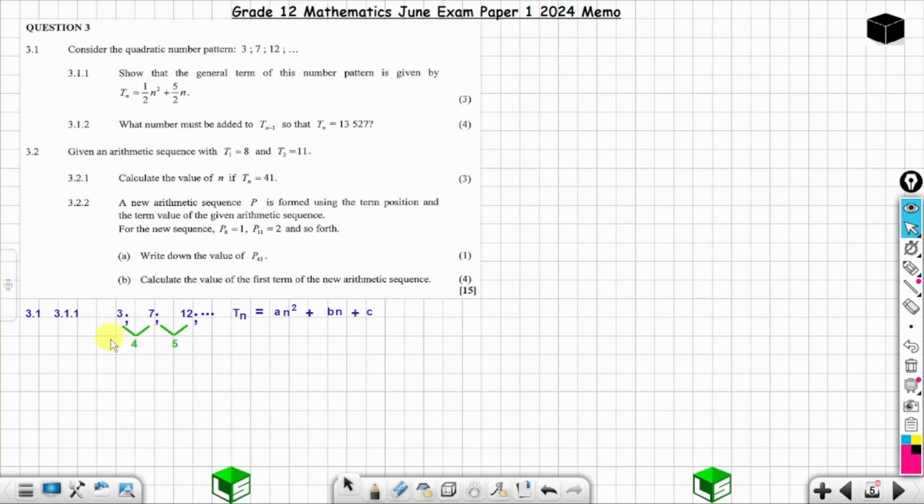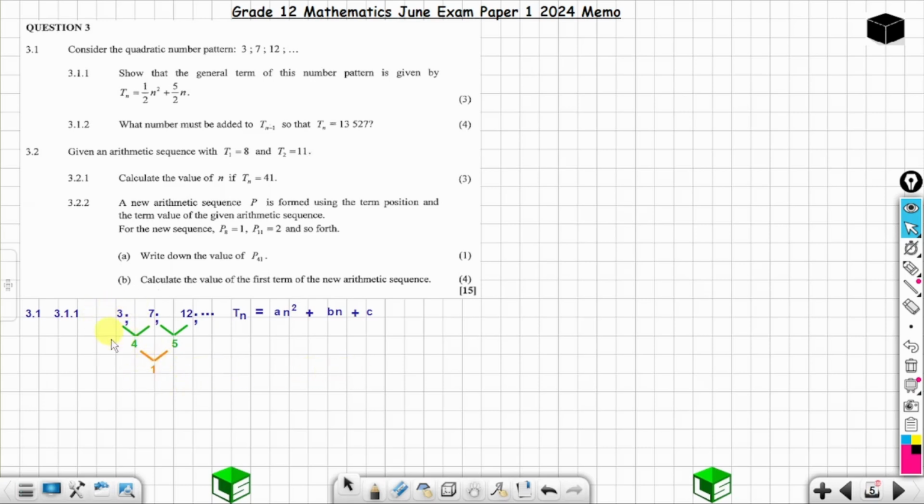Okay, so this is the first difference. Let's find the second difference. You have the next term minus the previous term. Okay, 5 minus 4, 1. So this is the second difference, which is constant.